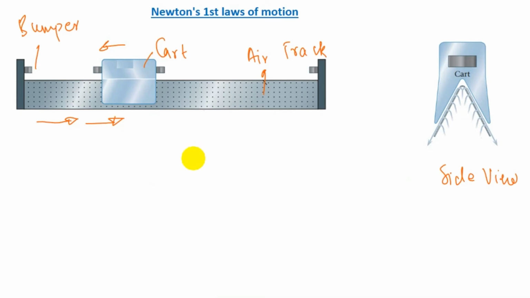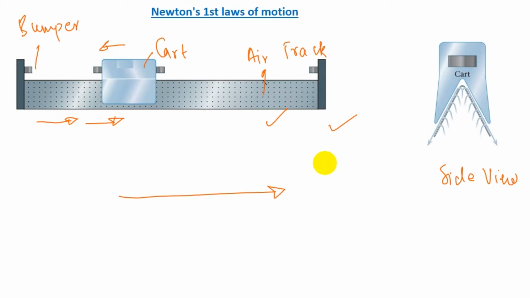Now think what would happen if this track is infinitely long with a perfectly frictionless surface. In such a condition, the cart, once set in motion, would simply keep moving with a constant velocity forever. And Newton's first law of motion summarizes these observations in the following statement. It says that an object at rest remains at rest as long as no net force acts on it.